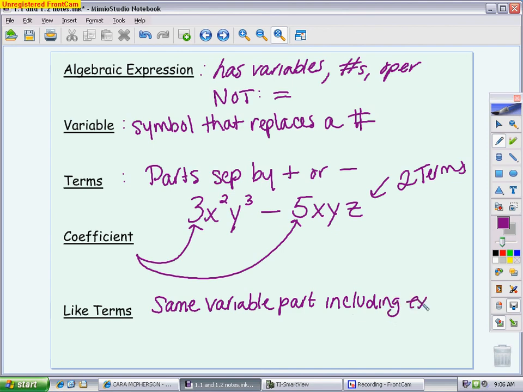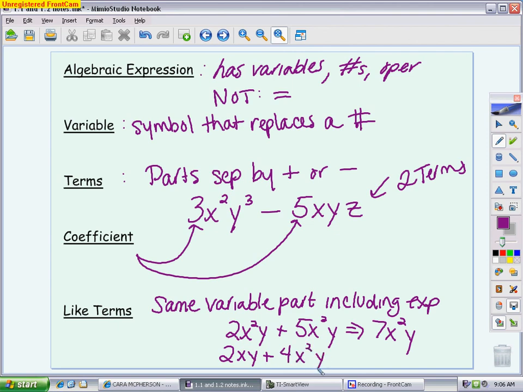So what I mean by that, 2x squared y and 5x squared y, those are like terms. We can add those together and get 7x squared y. You're basically saying how many x squared y's do you have. If the variables are unlike, let's say they both have an xy, but one of them has a piece being squared. These are not like, because your x is being squared in one of them and not in the other. So we call these unlike terms, and they cannot be combined.